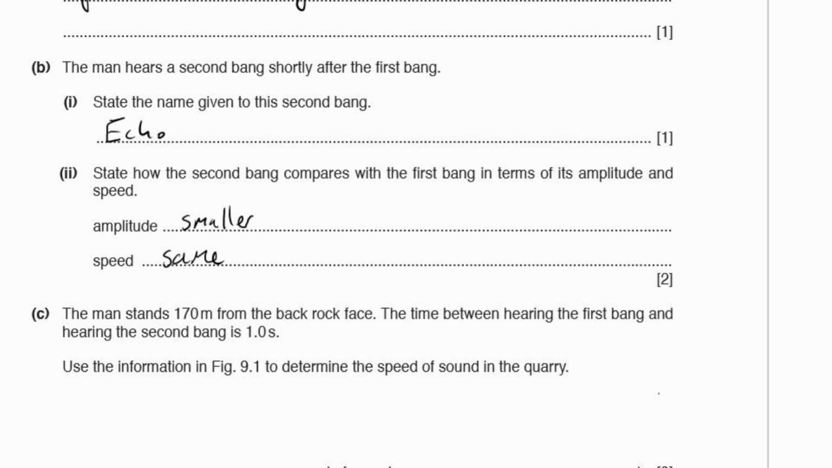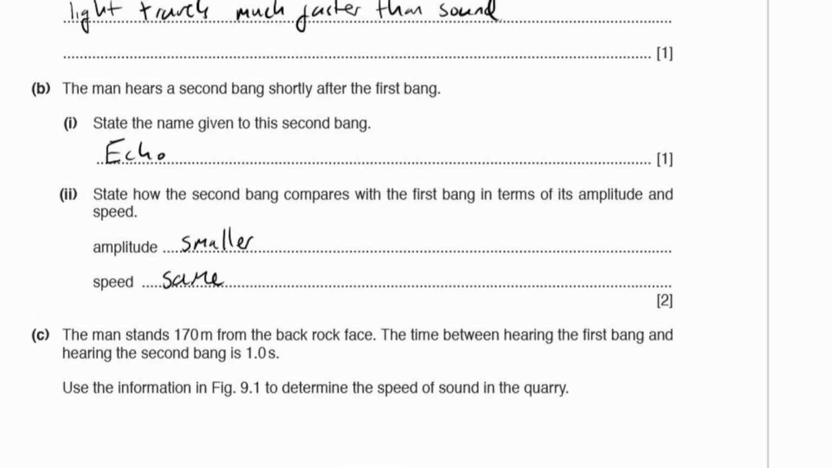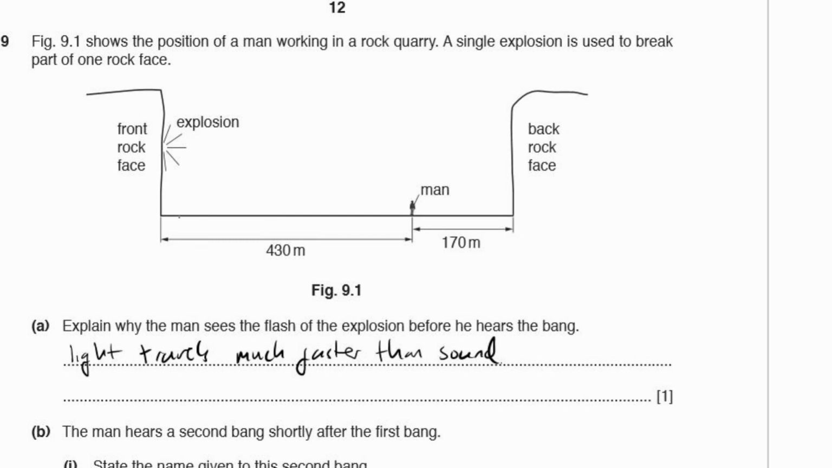The man stands 170 meters from the back rock face. The time between hearing the first bang and hearing the second bang is 1.0 seconds. Use the information in figure 9.1 to determine the speed of the sound in the quarry. Okay, let's look at that. So what happens is the man hears the sound as it reaches him. There we go. But he also hears the sound 1 second later as it hits the rock face behind him and bounces back. There we are.